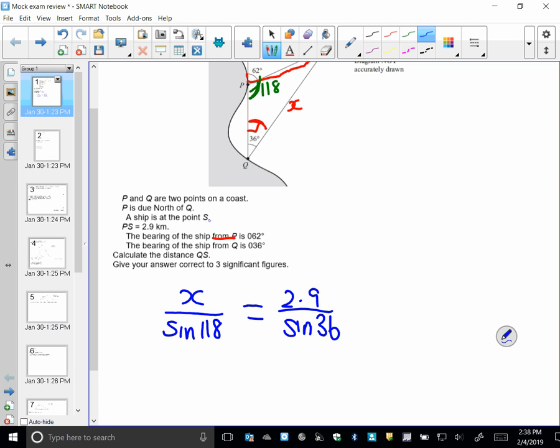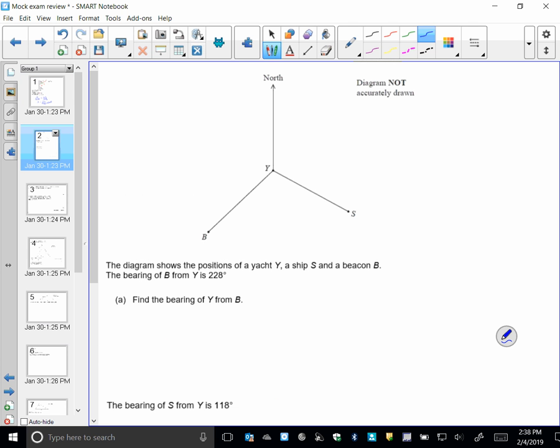Now, what mode should we make sure our calculators are in before we start? Degrees. And we're going to rearrange this, and we have 2.9 over sine 36 multiplied by sine 118. Do that, chuck it in the calculator, round to 3 significant figures. Now, I'm not going to finish it off, I'm just going through these things to make sure I help you out.